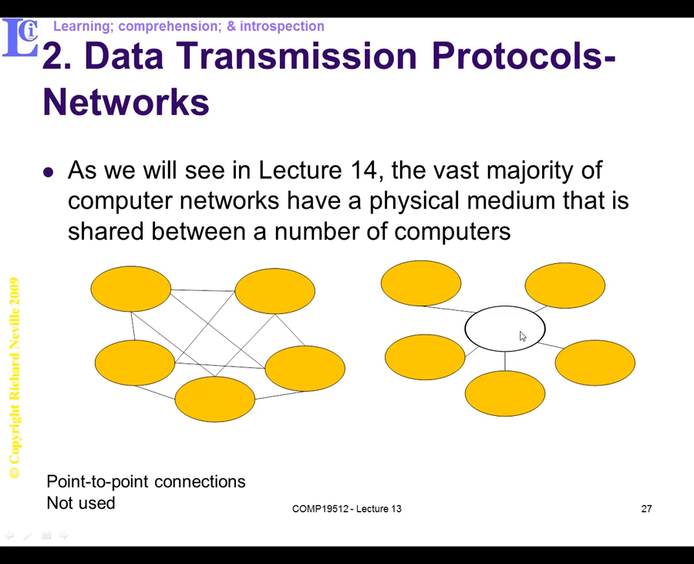Whereas this one is relatively cheap, and you could disconnect one of these from this hub and it wouldn't affect the others. So this is actually called a shared communication channel. This tends to be used more than point-to-point.